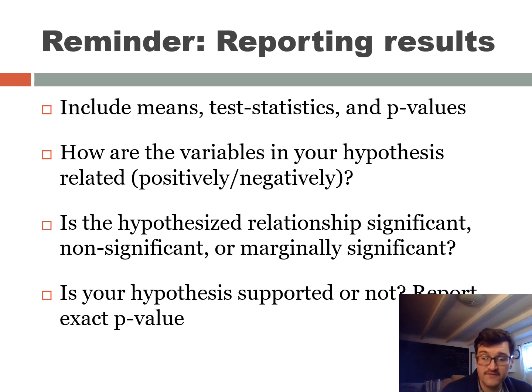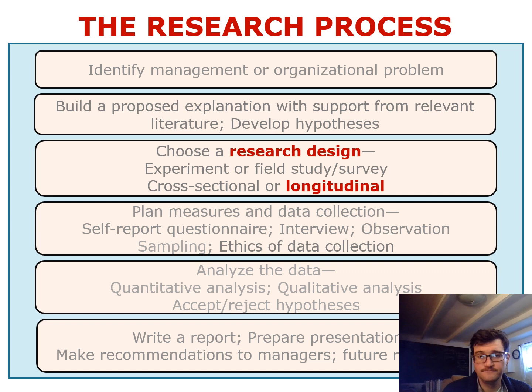And remember, report your exact p-value, except in the case where it is substantially small. If JASP reports this as equal to 0 or any number substantially smaller than 0.001, then you may just report it as p less than 0.001.